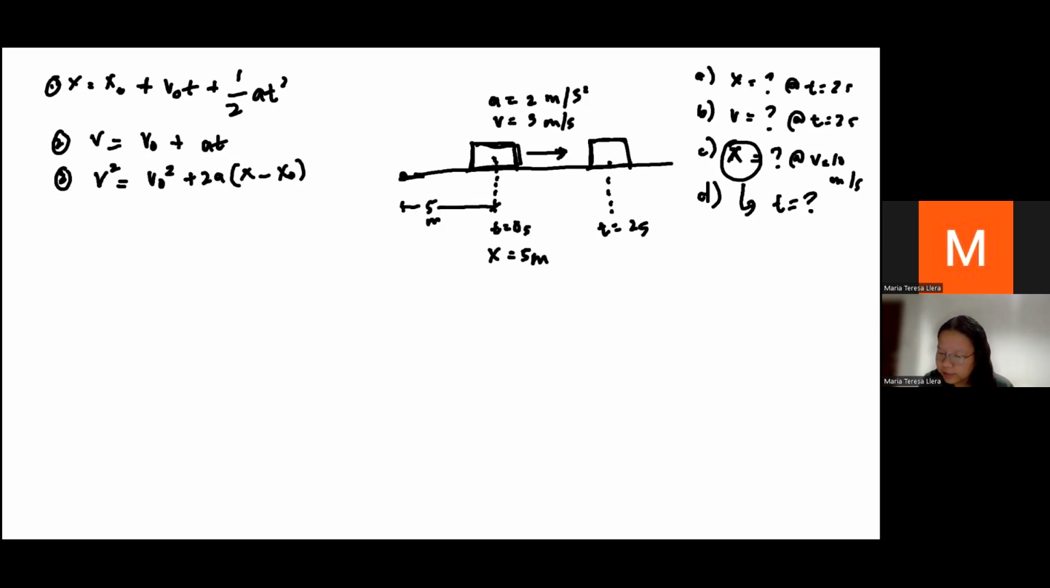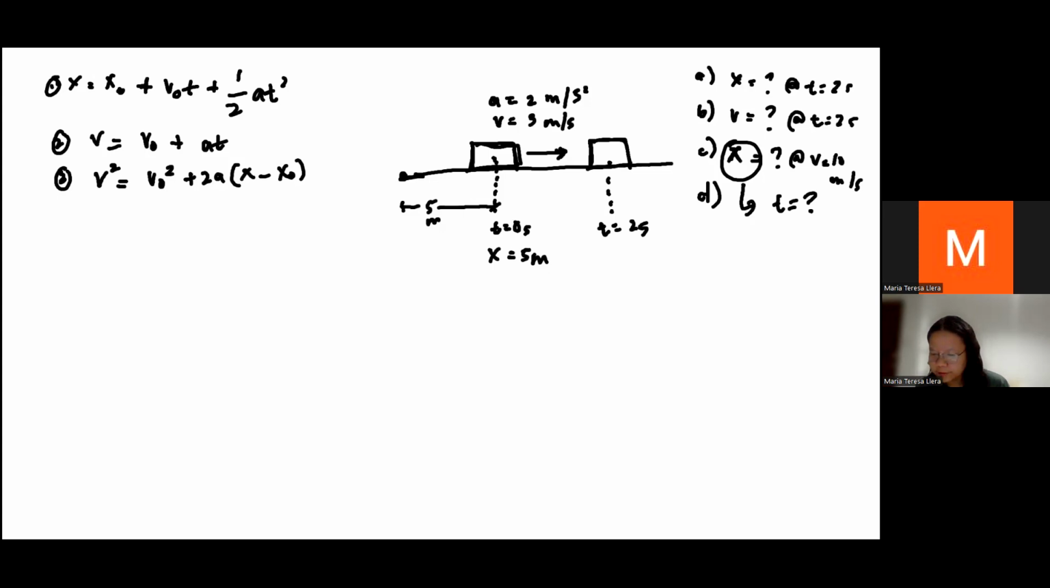So, okay, let's answer the first question. Where is the block at t equals 2 seconds? The first thing you have to do is inspect the three equations that are available for you to use. We're being asked what x is, given that the final t is 2 seconds.